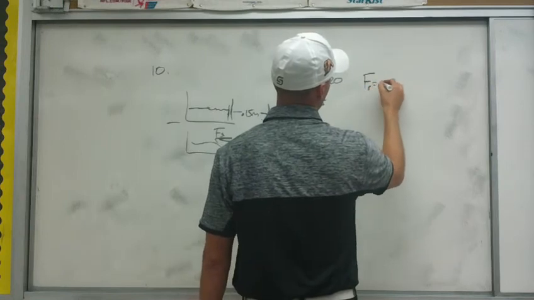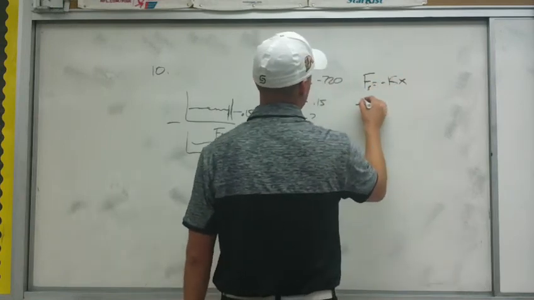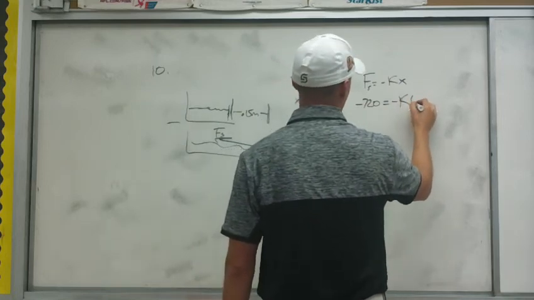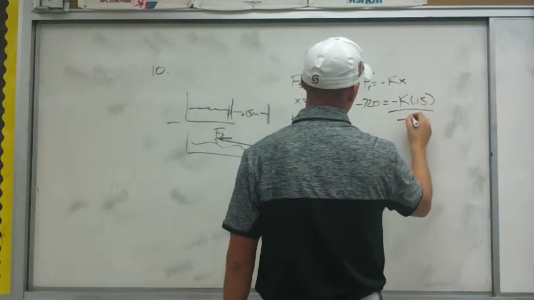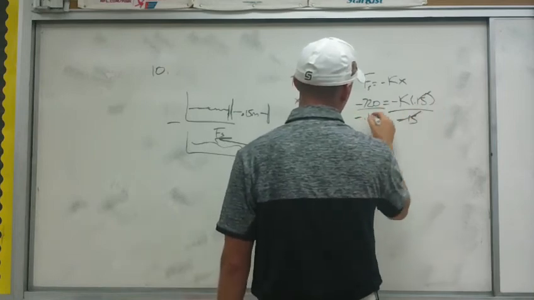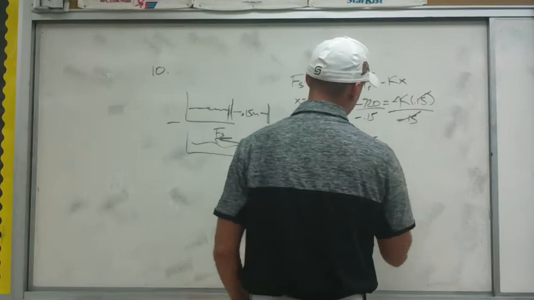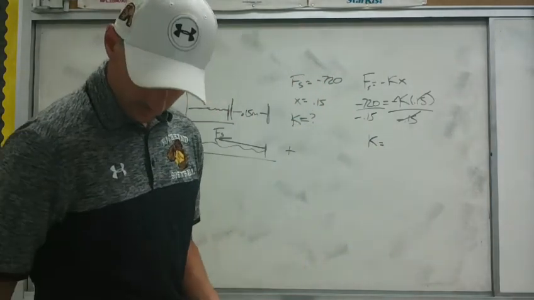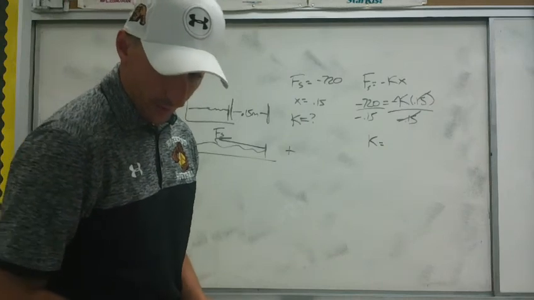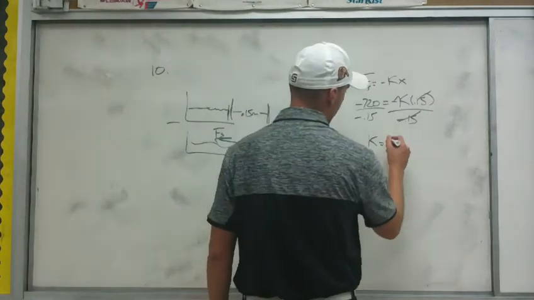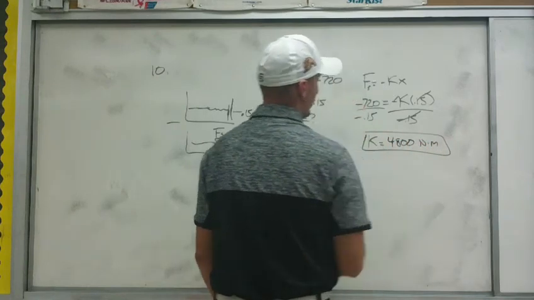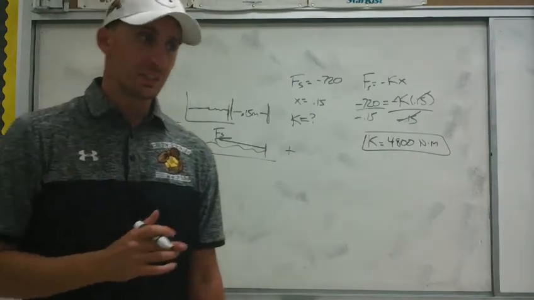Fs equals negative Kx. Fs is negative 720, equals negative K times 0.15. Divide by negative 0.15, it cancels out. K equals 720 divided by 0.15, you get 4,800. All right, so you know the K value for that spring. You know the stiffness of the spring.